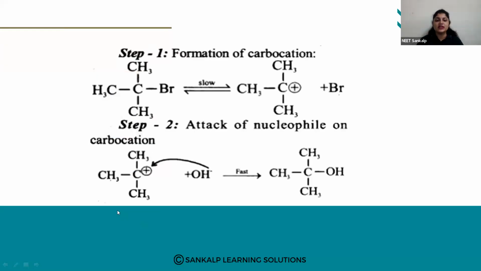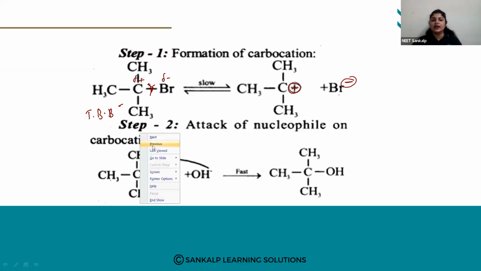As I have discussed, what is the first step? This is tertiary butyl bromide, and it is a very slow step. Heterolytically, this bond is broken. This will take a partial negative charge and this will have a partial positive charge. When it is broken, carbon will be left with a positive charge, that is, it forms a carbocation, and this will have a negative charge, that is Br minus. So this is the first step.